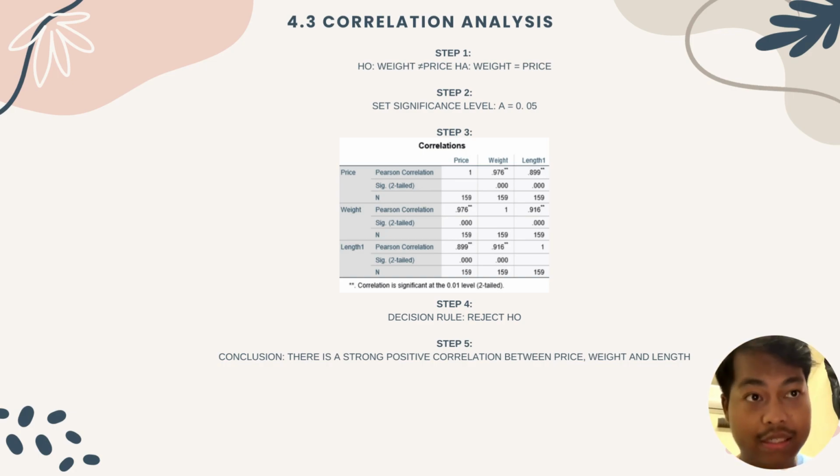Today I'm going to present the correlation analysis, confidence interval, prediction modeling, and also the conclusion for the assignment. For the correlation analysis, we have 5 steps. The first step is H-null: weight is not equal to price, and H-alternate: weight is equal to price. Step 2, we set the significance level. In this case, we set alpha equal to 0.05.